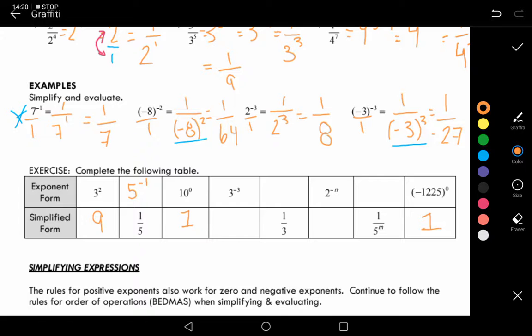Okay, same with this next one. So 3 to the power of negative 3. That's going to be very similar to what you see above here, right? So we know that we have to flip the fraction. And that will make my exponent positive. 3 to the power of 3 is not 9. 3 times 3 times 3.